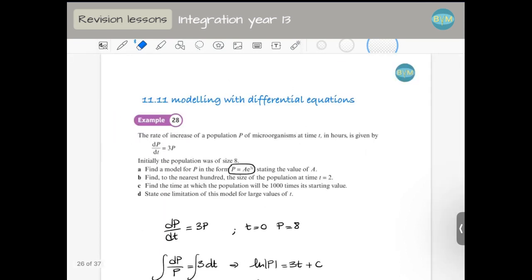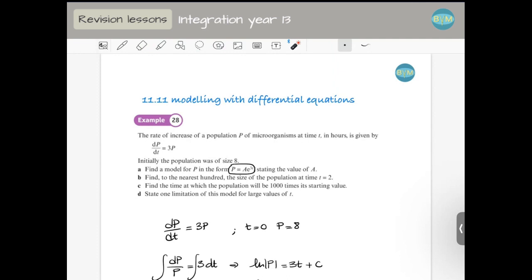2.3 hours or whatever this is, hours. State one limitation of the model for large values of t. Any, I would say, thing that has a bit of common sense about the model will give you the mark. So think what would happen with this microorganism. It will mean that it grows to infinity. It's exponential, growing very quickly, which means this microorganism would grow to infinity very quickly, which is not realistic. So they will die for something else probably.